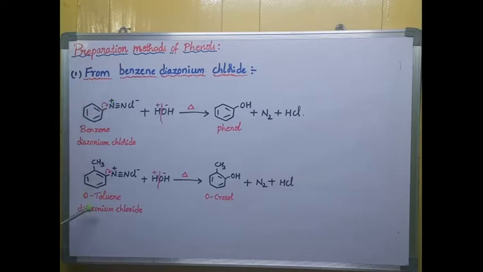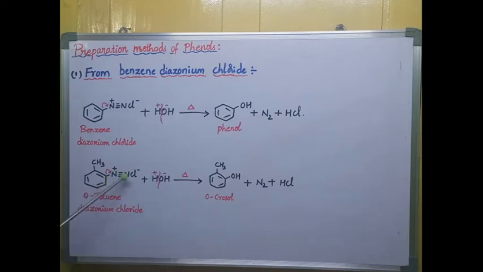Coming to the next one, I'm taking the second example here, orthotoluene diazonium chloride. Toluene is nothing but the one having CH3. So to this diazonium chloride, at the ortho position, the CH3 is present. Same situation here also: the positive charge of nitrogen is nullified by breaking this bond and donating the electrons to this nitrogen. So N2 will come out, and now we have the positive charge on this carbon, and this positive charge is attacked by this OH minus, forming orthocresol.